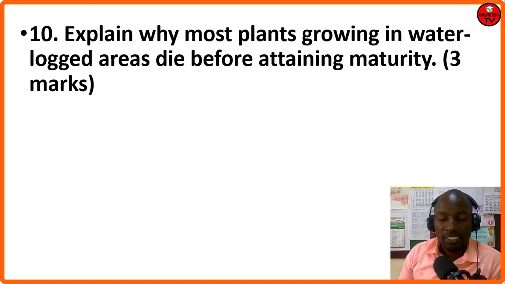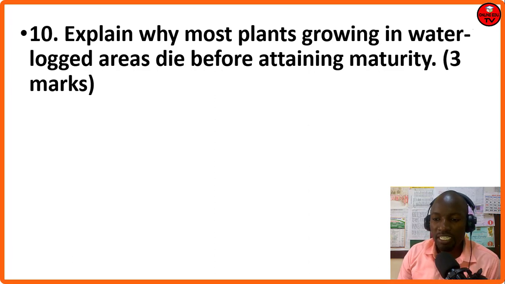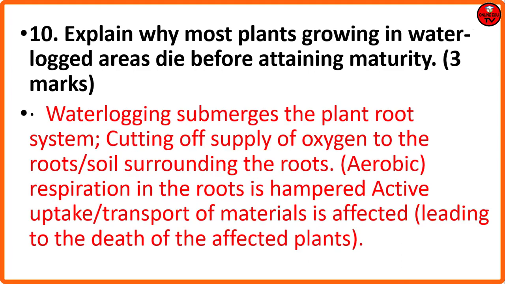Now, question number 10. Explain why most plants growing in waterlogged areas die before attaining maturity. Now, waterlogging submerges the plant root system. This cuts off the supply of oxygen to the roots or the soil surrounding the roots. And therefore, aerobic respiration in the roots is hampered, and therefore transportation of materials is also affected. This will lead to death of the affected plants.